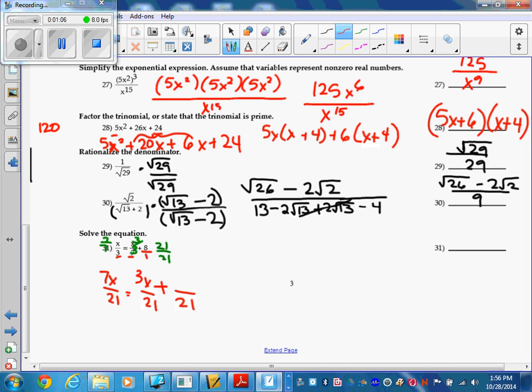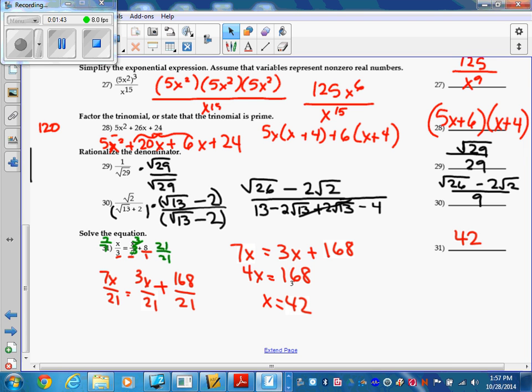And what is 8 times 21? 168. Now, since we have the denominators all the same, we don't really need those anymore. Because if this is true, then this is also true. So that becomes a whole lot easier to solve, doesn't it? Subtract 3x from both sides, and you get 4x is equal to 168. Divide both sides by 4, and you get 42. Okay? Now we can go to the last page, right?